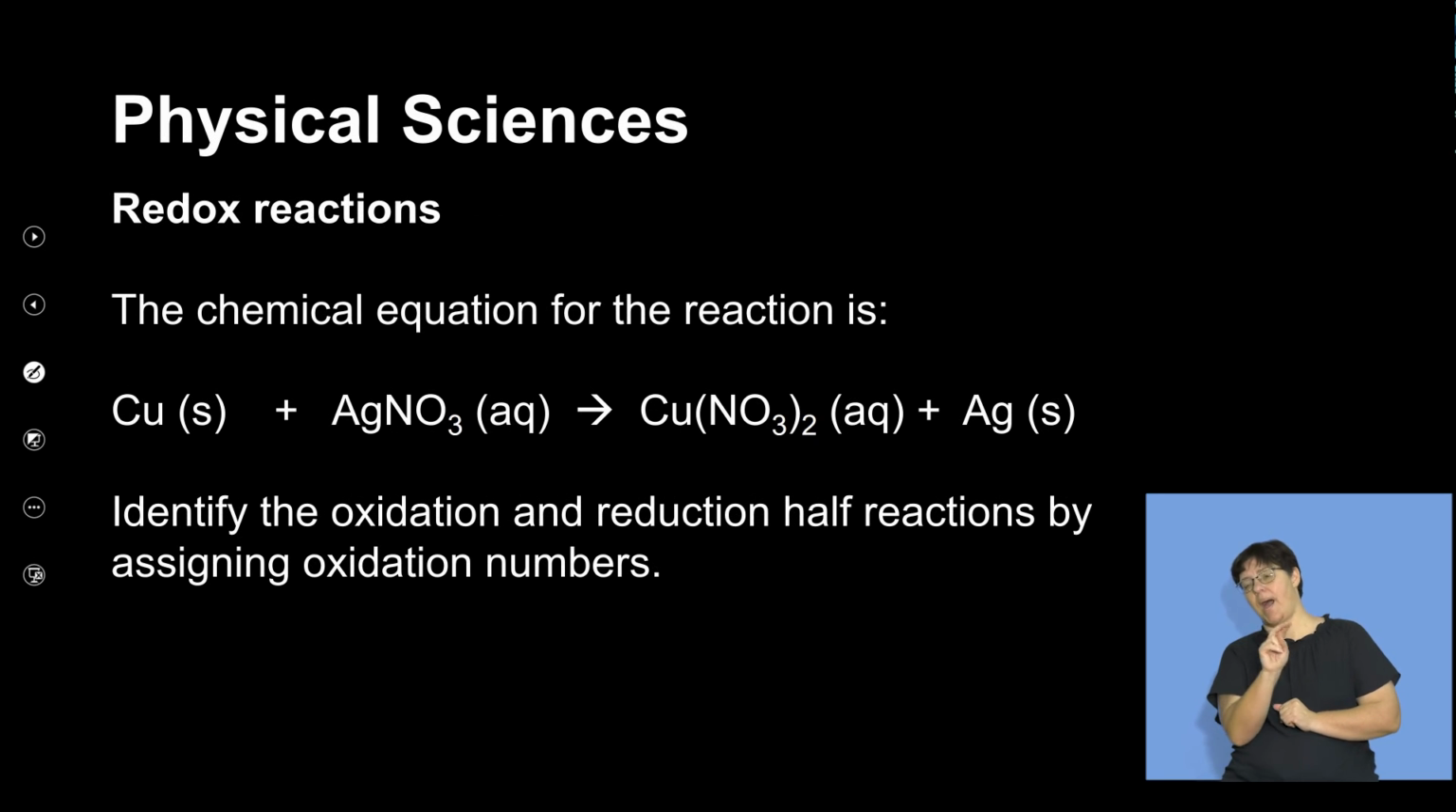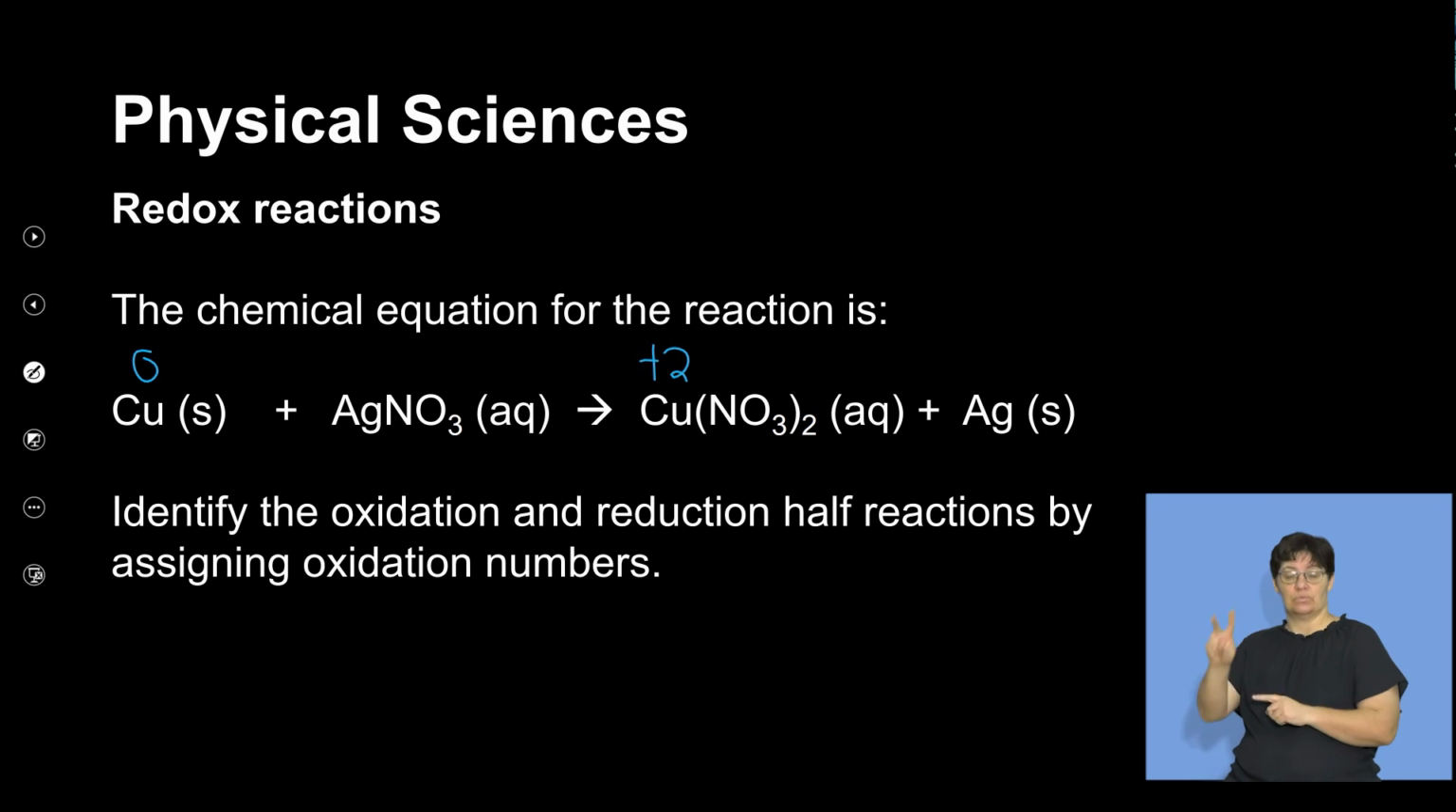And then in terms of the chemical equation that takes place, copper reacts with silver nitrate to give us copper nitrate and silver. Identify the oxidation and reduction half reactions by assigning oxidation numbers. What is clear here: copper as an element has an oxidation number of 0. But on the right-hand side, when we trace copper, it has an oxidation number of +2.